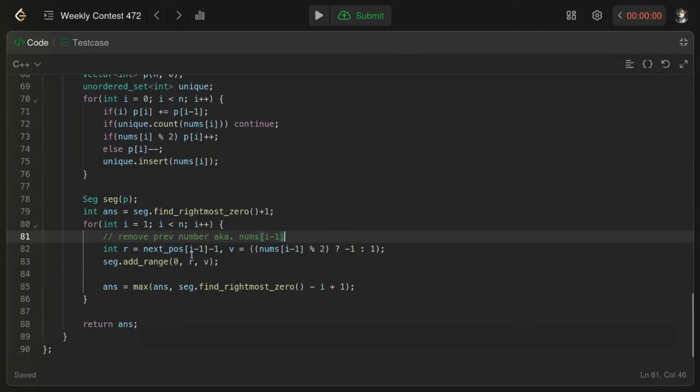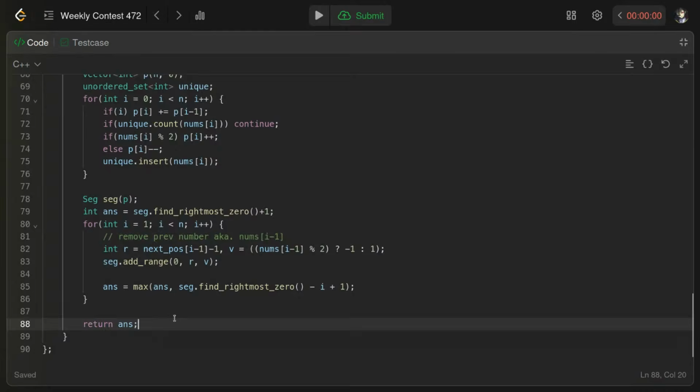So basically, I need to remove from 0 to R. I can do a subtraction or addition operation on my segment tree with the value. If it's an odd number, I will do minus 1. If it's an even number, I'll do plus 1, because I'm removing it. Here odd was plus 1 and even was minus 1, so to remove it, odd will be minus 1 and even will be plus 1. In this range, I do range addition or range subtraction. And then finally, for the final answer, it's just the max of the answer and find rightmost 0 minus i plus 1. Whichever the rightmost 0 is, minus the current L, plus 1.